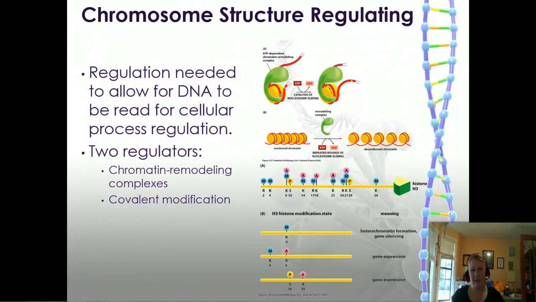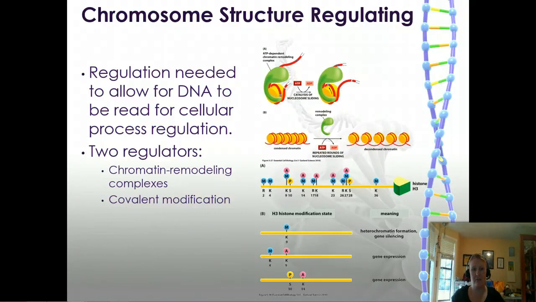Now, as I keep telling you, it's more than just condensation for replication that we need to worry about. Chromosomes need to be restructured and read and regulated all the time. And there's 2 processes that allow DNA to be read for cellular regulation. We have the chromatin remodeling complex, which are ATPase enzymes. So they have to use ATP to help open up the chromosomes to be read and then close them back down. And then we also have covalent modifications.